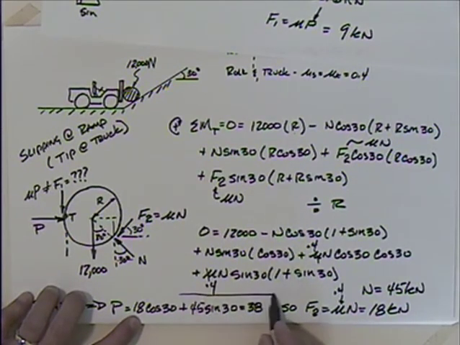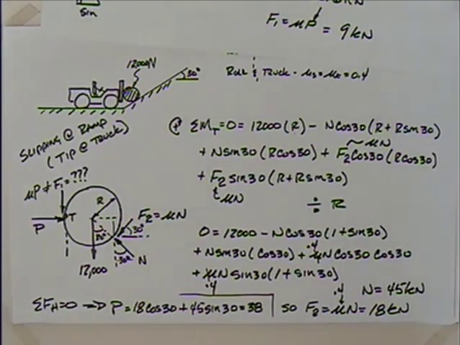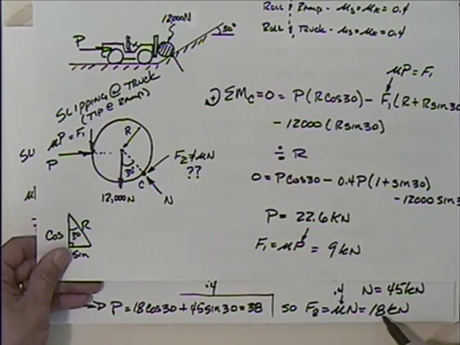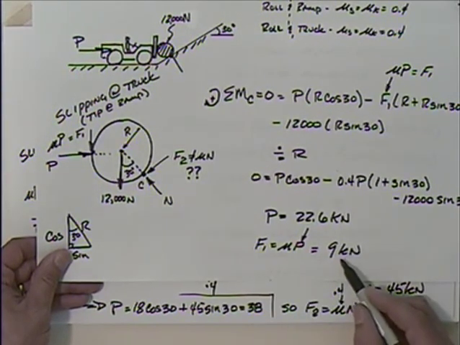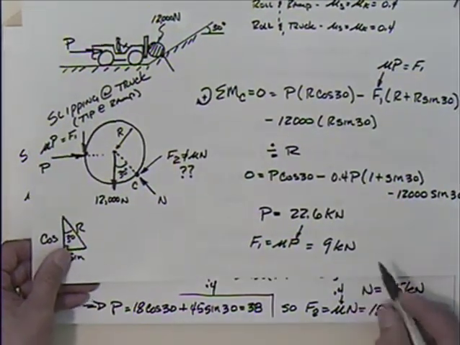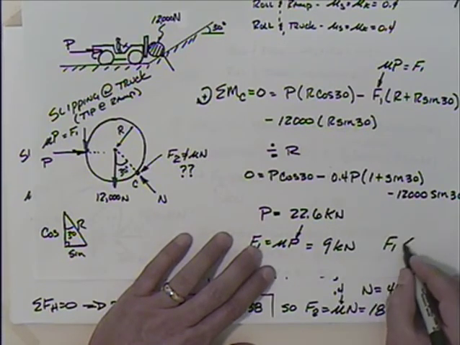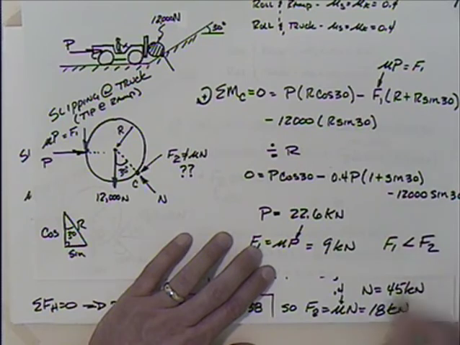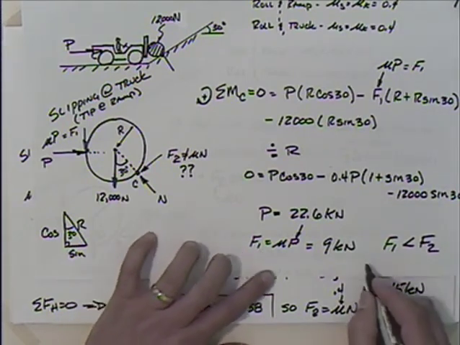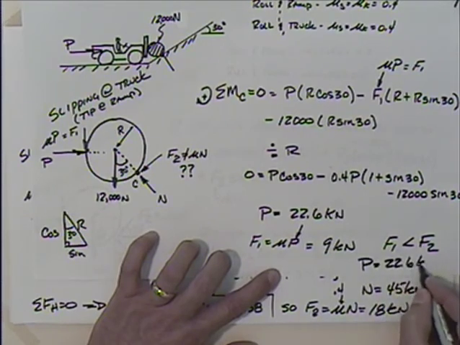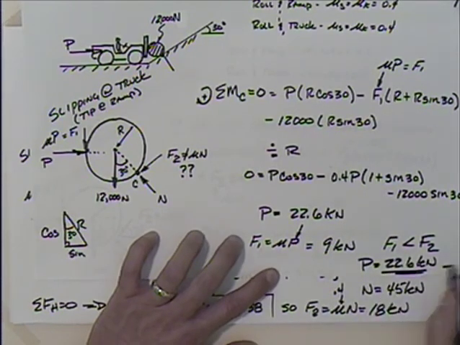So you could go ahead and do that. I actually wouldn't worry about that because I could compare them a little differently. Will we ever get a friction force developed of 18 kilonewtons when this friction force is only required to be 9 kilonewtons? The answer is, of course, no. So we can say that this F1 is a lot less than this F2 right here. So the force required, P, is equal to 22.6 kilonewtons. That would be the answer.